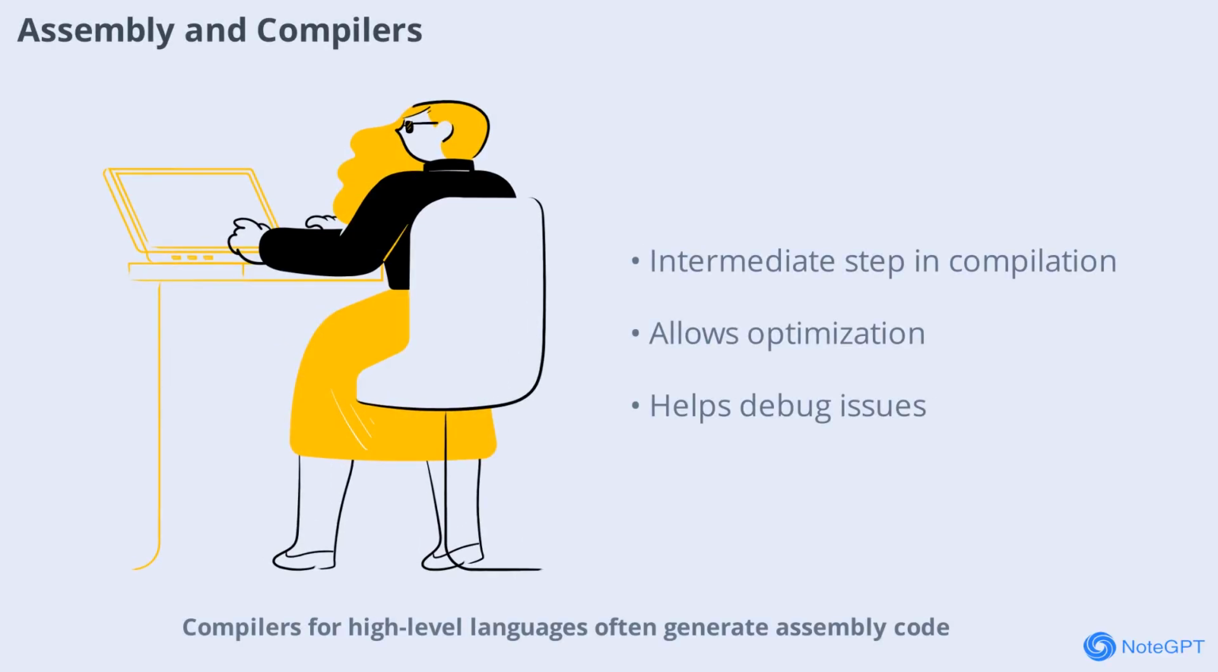Compilers for high-level languages often generate assembly code as an intermediate step before producing machine code. This process allows for optimization and fine-tuning of the final executable. Understanding how compilers translate code into assembly can help programmers write more efficient high-level code and debug complex issues.